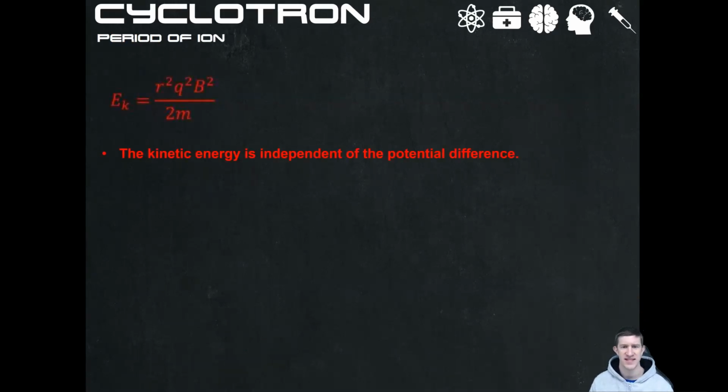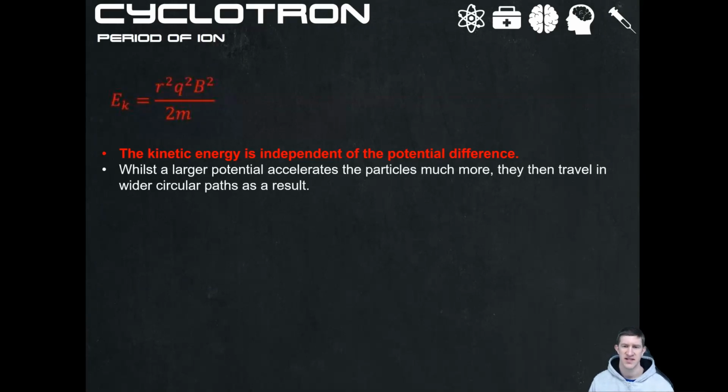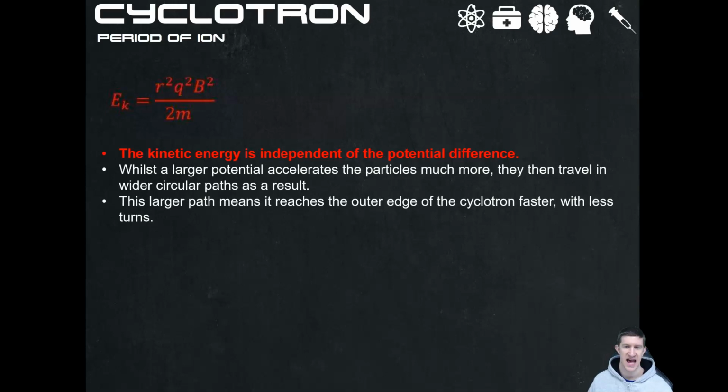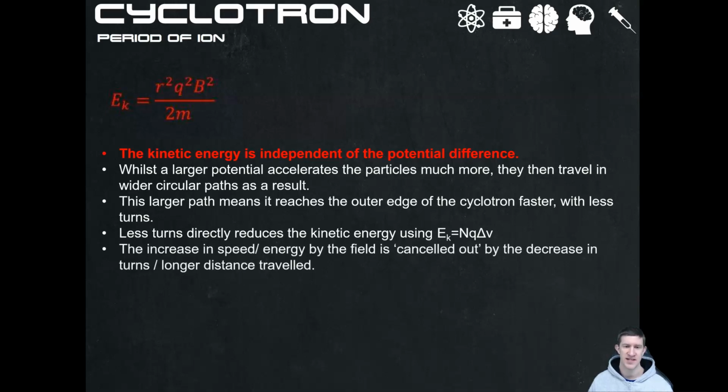The kinetic energy is independent of the potential difference. Whilst the larger potential will accelerate the particle much faster, it would then travel in a wider, larger circular path as a result of this. This larger path means it reaches the outer edge of the cyclotron faster, which in turn means it's done fewer turns. Fewer turns directly reduces the kinetic energy, given that the formula is nqΔV, where n is the number of turns. The increase in speed or energy by the field is therefore virtually cancelled out by the decrease in turns and the longer distance that it travels. So the kinetic energy is not affected by the potential difference.